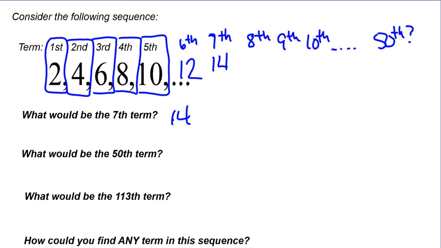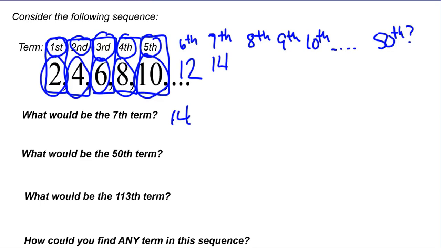Well, the thing we want to do is to find a predictable way to find any term that we want to find, using this pattern. So if we look at the relationship here between what term we have and what the value of the term is, we might notice there's a relationship here between the term number and the value of that term.